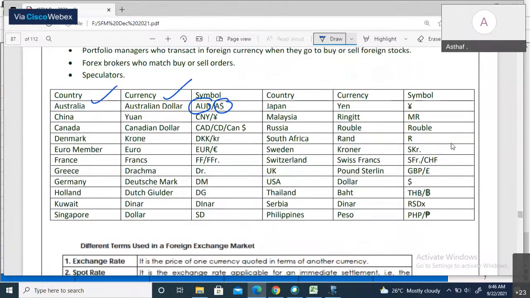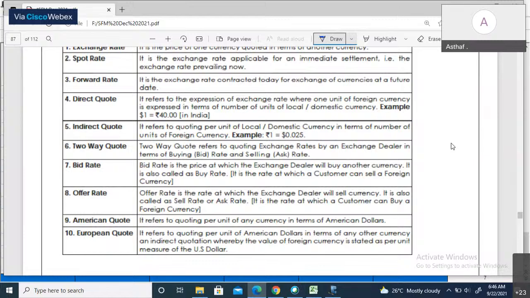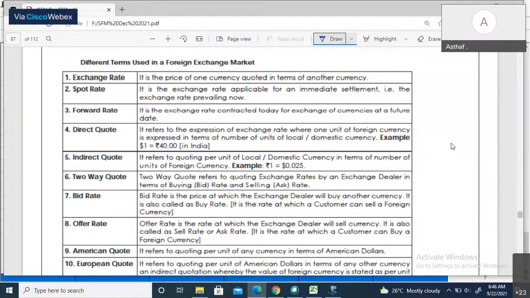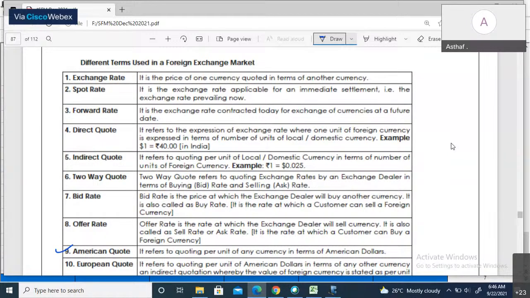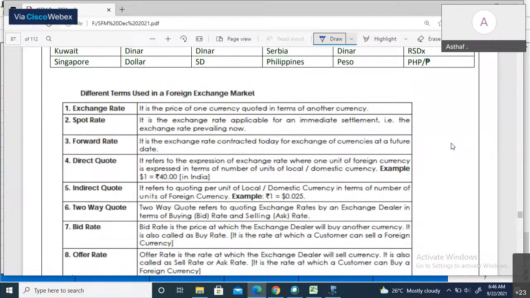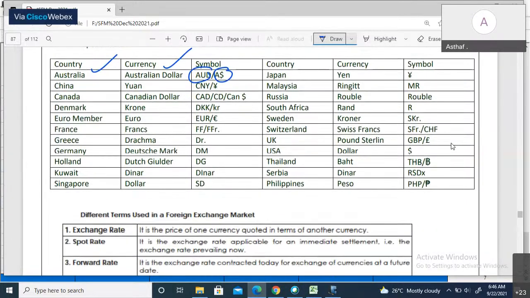So you can just read this currency first, then read this point. These are all the points we have discussed so far. This American currency is quoted in terms of US dollar. Other than that is called European. So first you read this, then we'll go to the other area. Come on, fast.